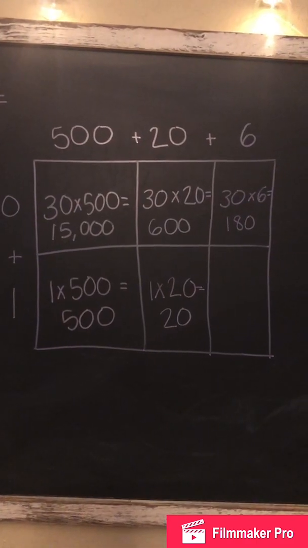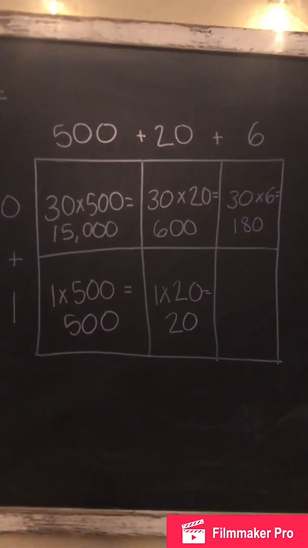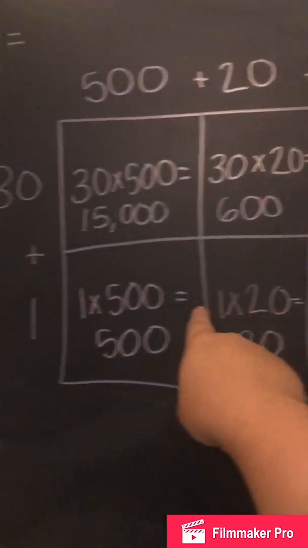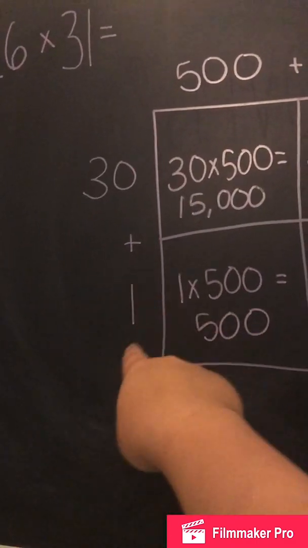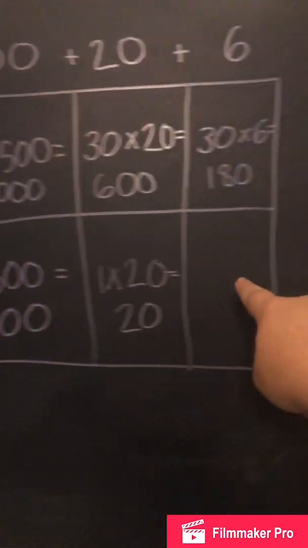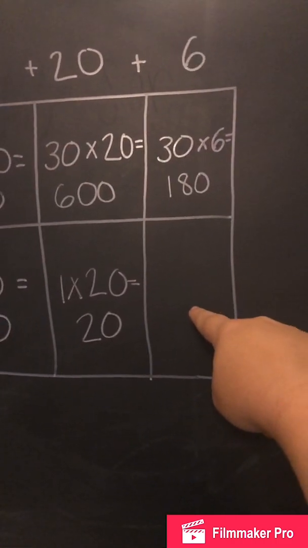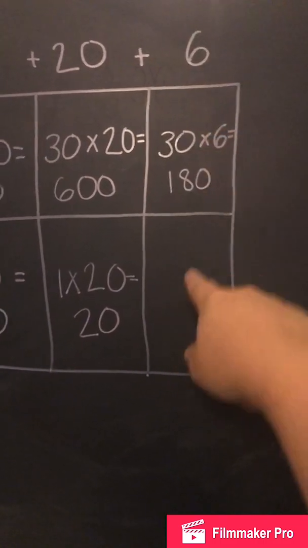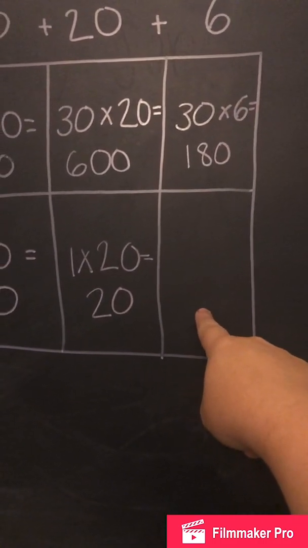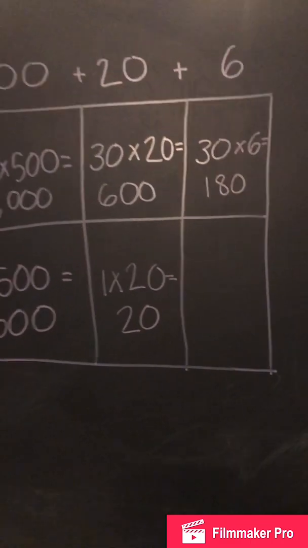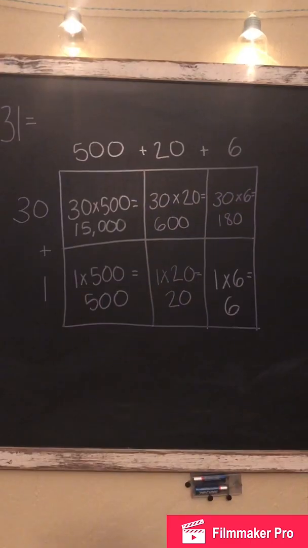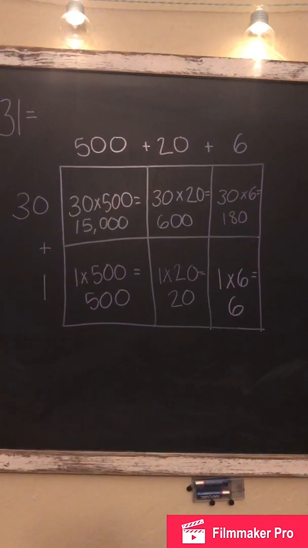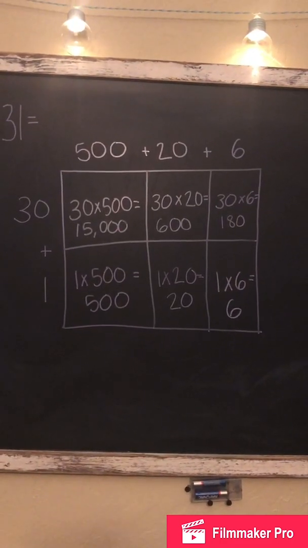Now I can start filling out that last box. Again, I'm going to stick my finger in the box. I'm going to go all the way over to the left. I see I have the 1. Now I'm going to come back to my box. I'm going to go all the way up. I see I have a 6. So I know in this box, I'm going to put 1 times 6. 1 times 6 equals 6. Now all of my boxes are filled out. I'm ready for that last step.